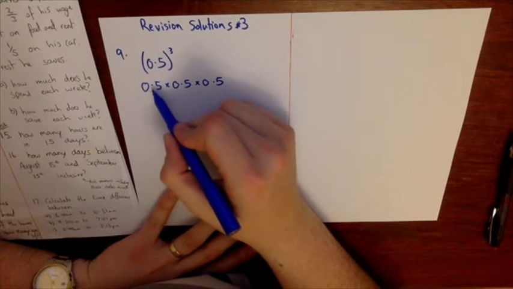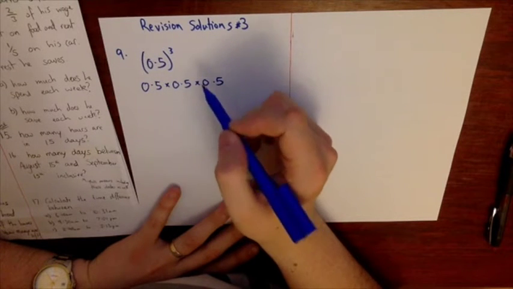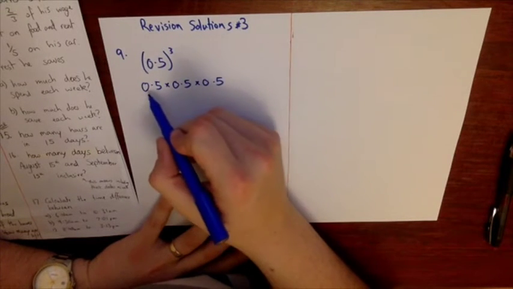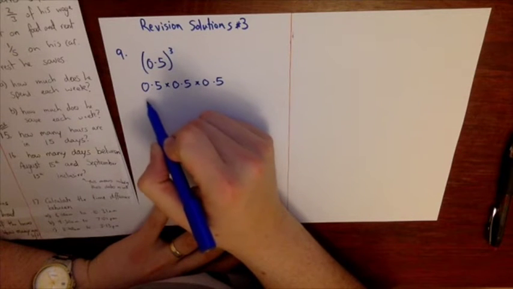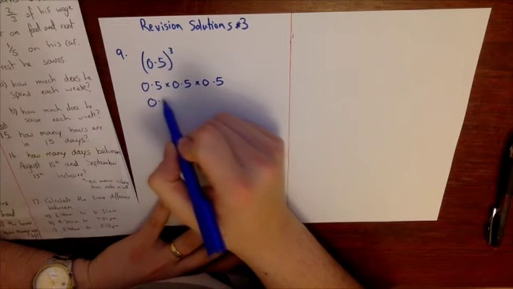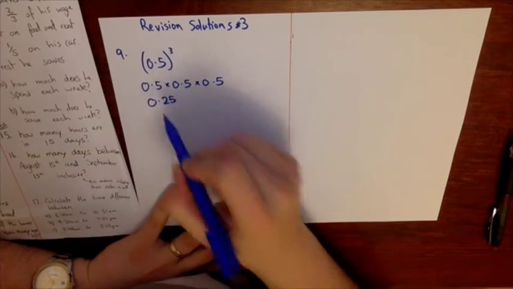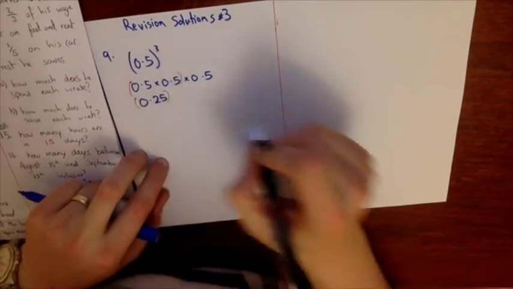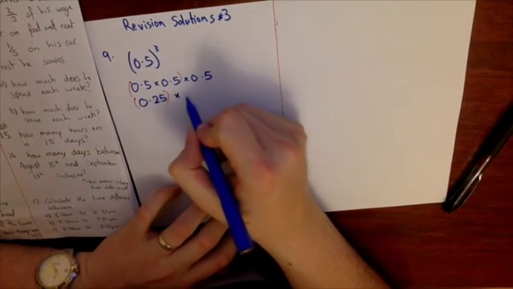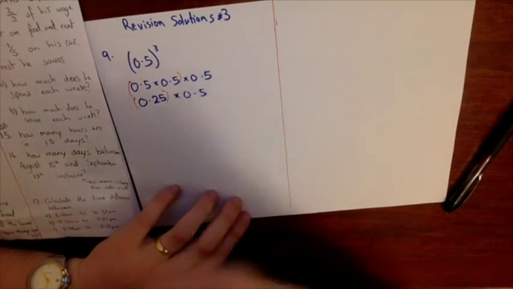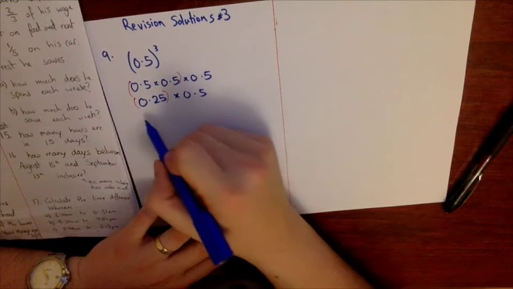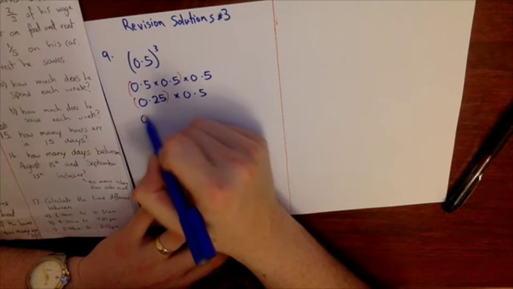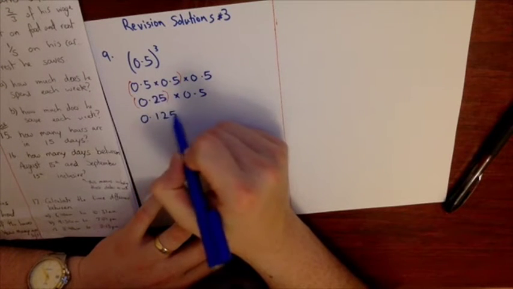We remember that multiplying by a half is the same as dividing by 2. So 0.5 times 0.5 is simply 0.25. And so that's this part handled. This part is now this part. And that times 0.5 is halving it again. And half of 0.25 is 0.125.